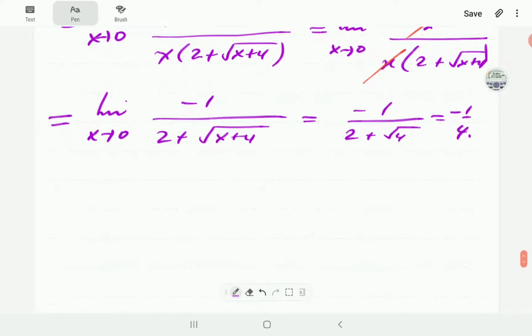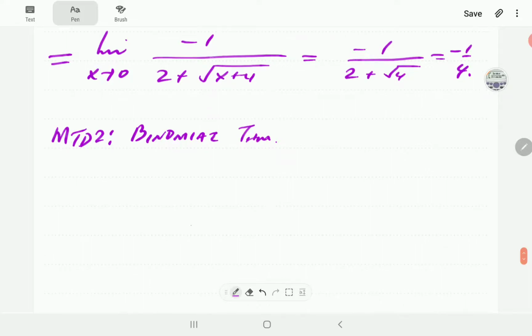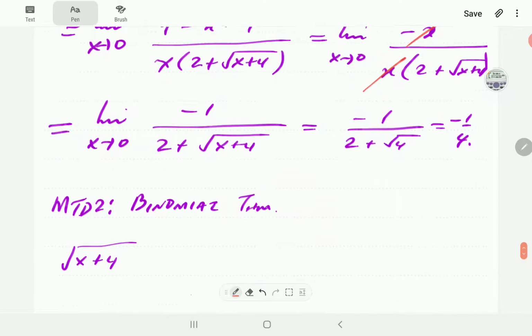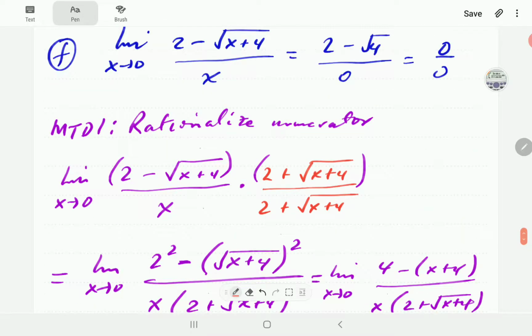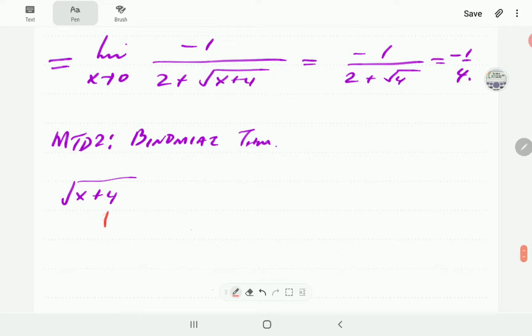So that's method 1. There is a method 2 here, which we can use, and this one uses the binomial theorem or the binomial series. So what we do is we apply the binomial expansion to this term. Now, since x is going to 0 in this calculation, so we're doing the limit as x approaches 0, that means between these two terms here, this one is the smaller.